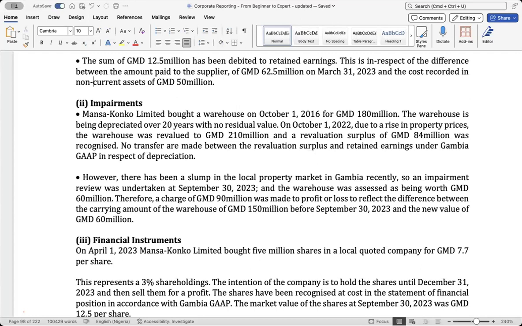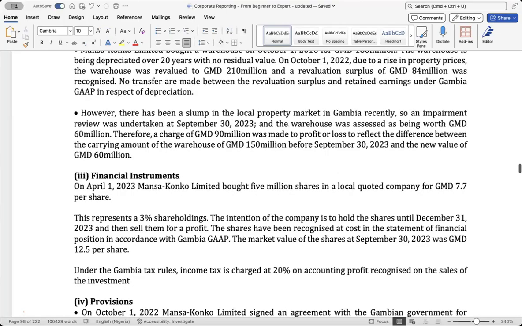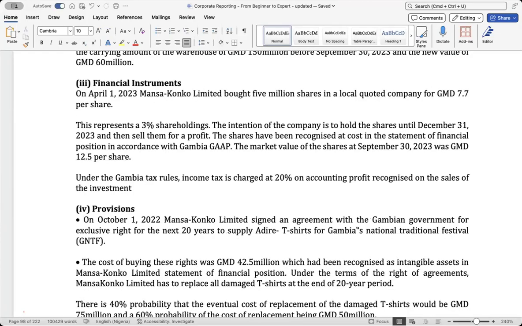3. Financial instruments. On April 1, 2023, Mansa Cooper Limited bought 5 million shares in a local quoted company for GMD 7.7 per share. This represents a 3% shareholding. The intention of the company is to hold the shares until December 31st, 2023, and then sell them for a profit. The shares have been recognized at cost in the statement of financial position in accordance with Gambia GAAP.